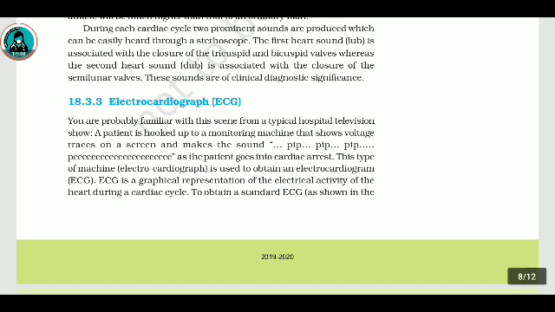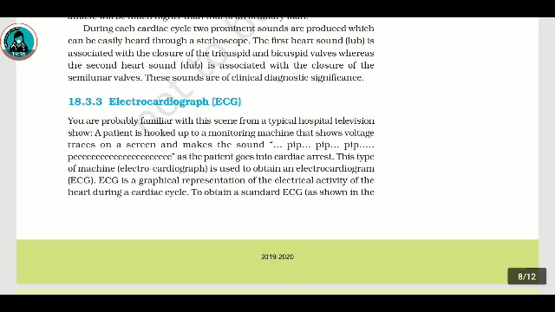18.3.3 Electrocardiograph. You are probably familiar with the scene from a typical hospital television show. A patient is hooked up to a monitoring machine that shows voltage traces on a screen and makes a sound, pip pip pip pip pip, as the patient goes into cardiac arrest. This type of machine, an electrocardiograph, is used to obtain an electrocardiogram, ECG. An ECG is a graphical representation of the electrical activity of the heart during a cardiac cycle.